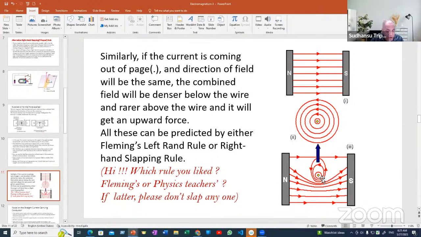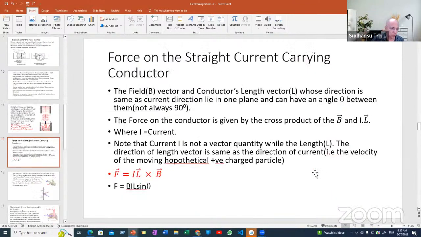And if a conductor is carrying current out of the plane, then if you apply the Maxwell thumb rule, it's coming to your nose, then the field is cancelling out above the conductor and reinforcing, strengthening below the conductor. So the conductor will be pushed upwards. Same result, consequence you will get if you apply FLR or the right hand Thappad rule or pushing rule.